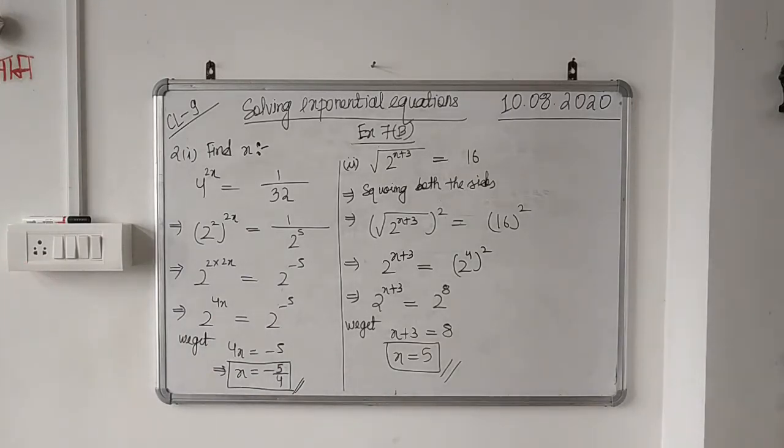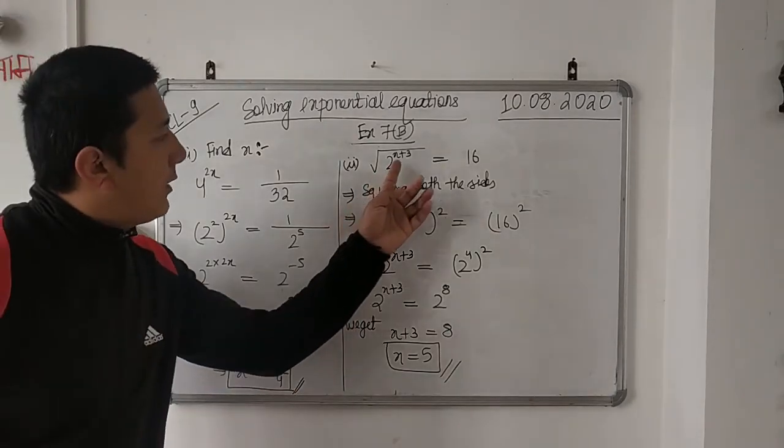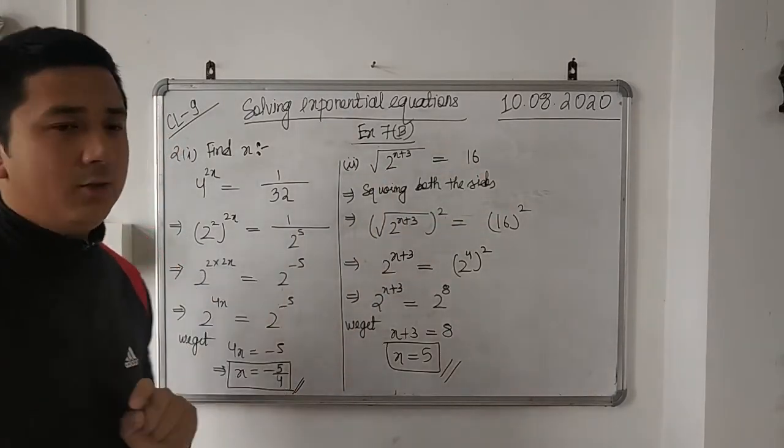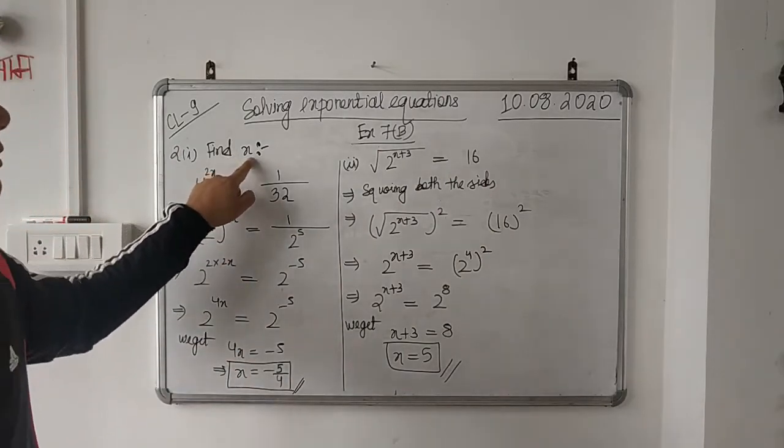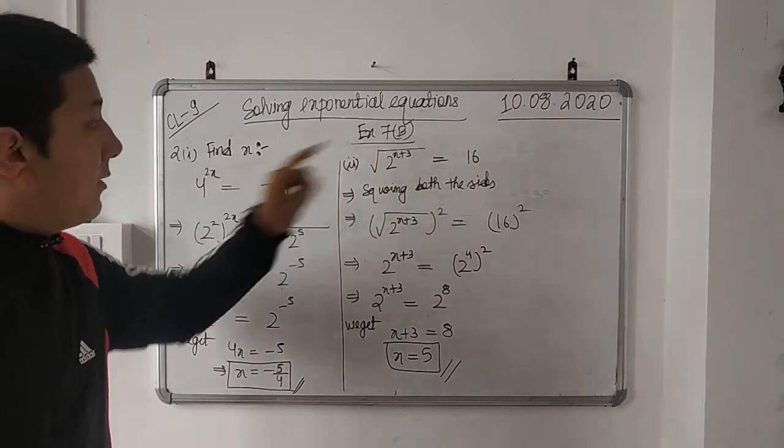I move to question number 2, part 2. Root over 2 to the power x plus 3 is equal to 16. You are asked to find the value for x. Remember that your x is inside the square root. Your x is inside the square root.